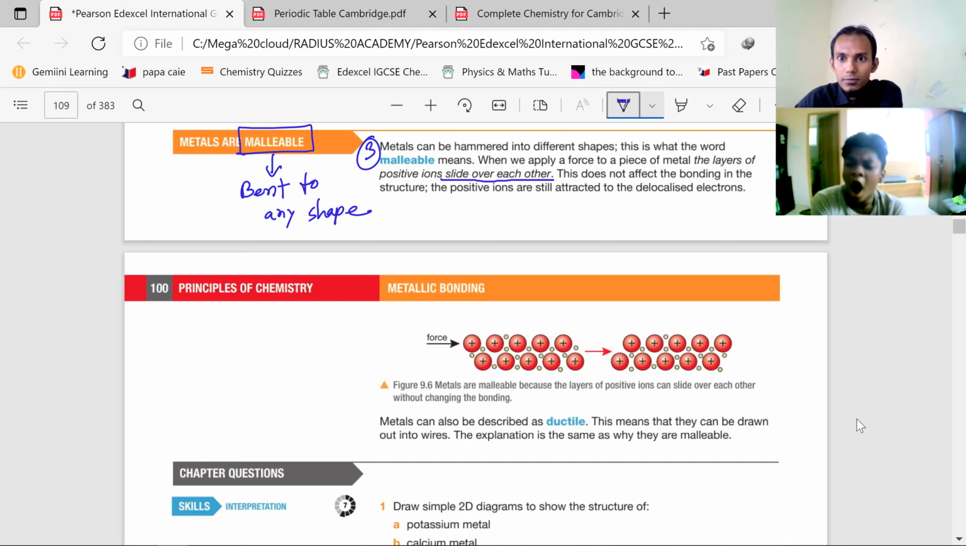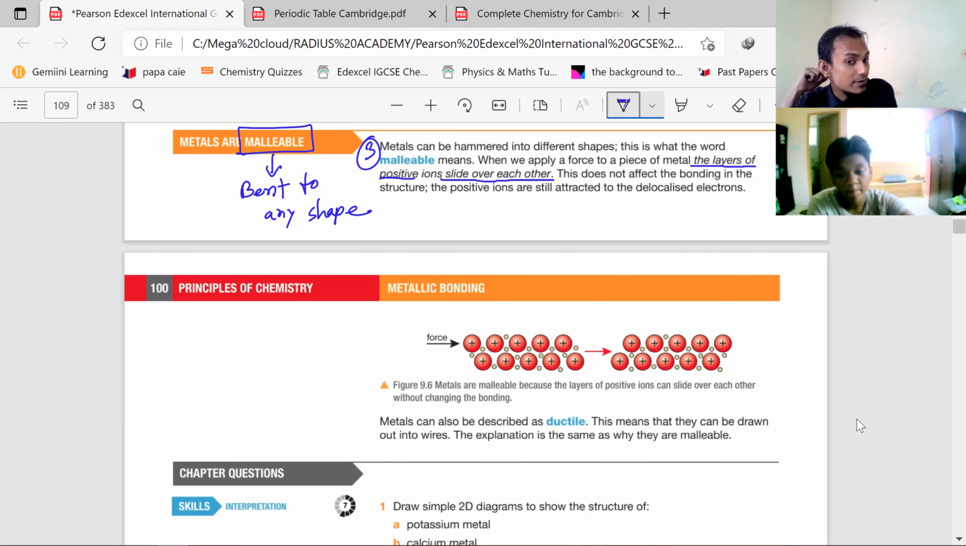Like graphite, right? Like graphite, but graphite is a non-metal. Graphite is not a metal. I know that. Just like graphite, very good job. Right, exactly. Graphite sheets are present in layers. That's why they can slide over each other.